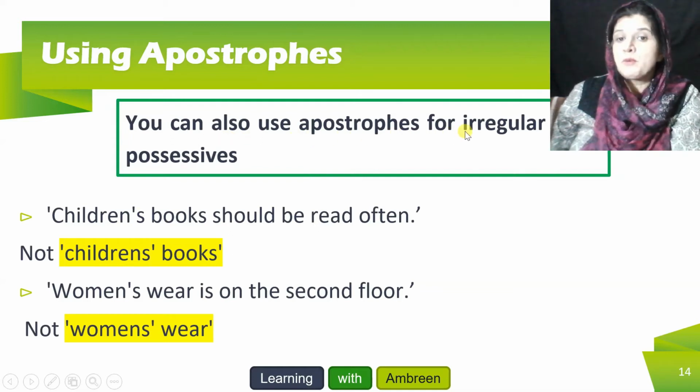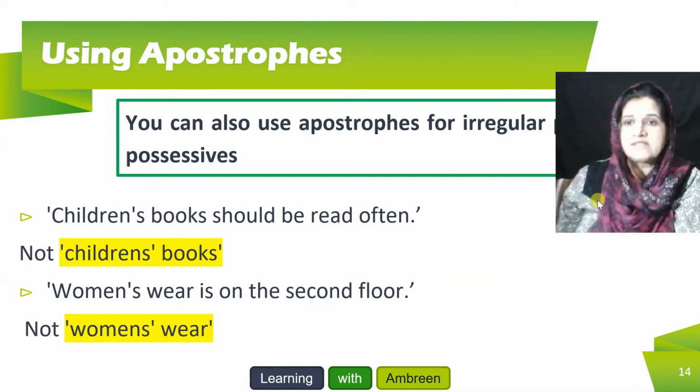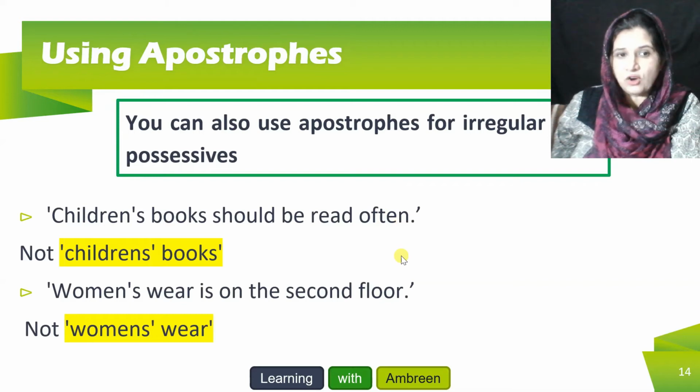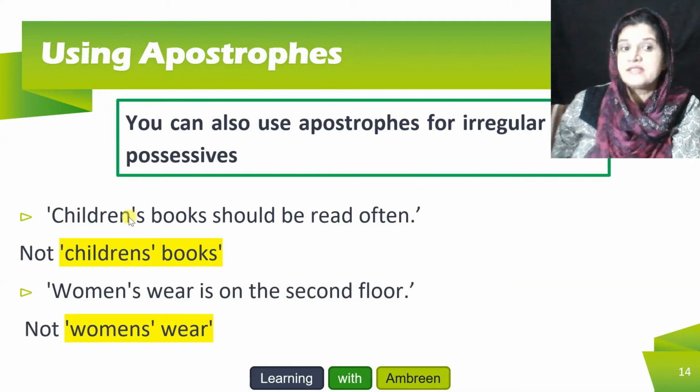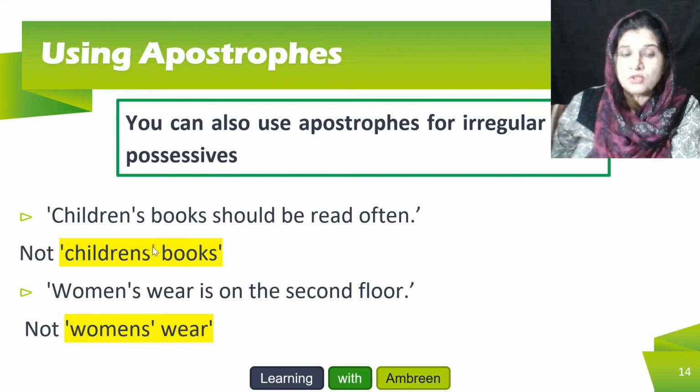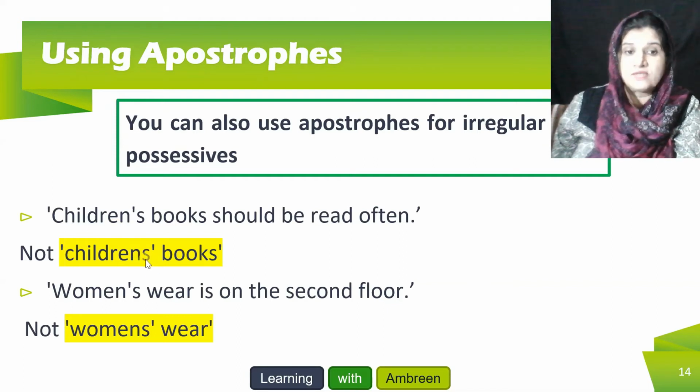You can also use apostrophes for irregular possessives, plural possessives. For example, children's books should be read often. So you can see here that children is plural. And how did we show its possession? Through apostrophe s. If you write it like this, children's, with an apostrophe after the s, that would be wrong. Children is already a plural, so you are not going to add s with it. What would you do? Children apostrophe s.